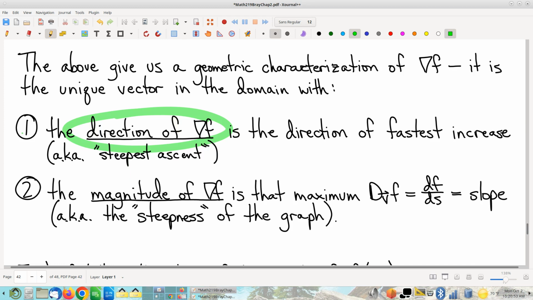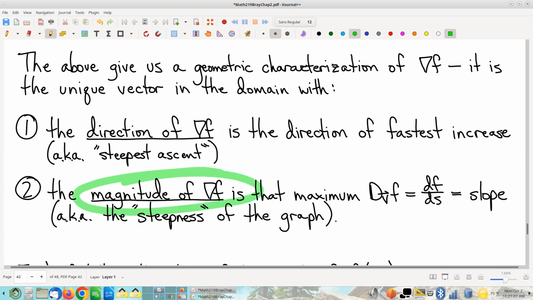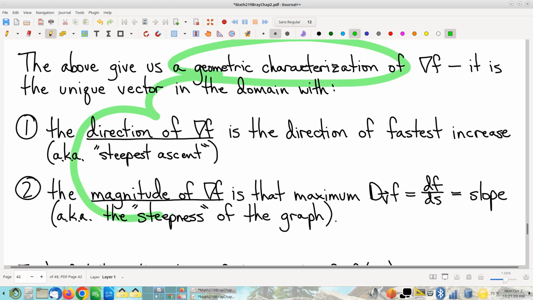Then we also asked a separate question: how fast is the function changing in that direction? The answer was the other geometric feature of the gradient vector. This is what I like to call a geometric characterization of the gradient vector. The gradient vector is the unique vector in the domain that points in the direction of fastest increase and whose magnitude tells you how fast the function is increasing in that direction.